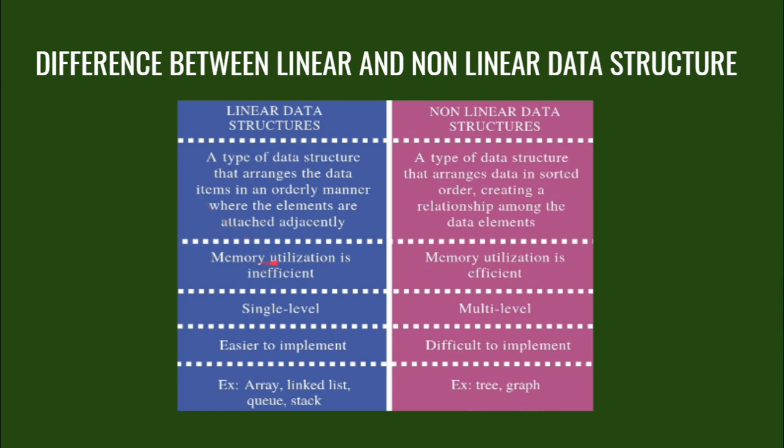Memory utilization is inefficient in linear data structure. In the case of non-linear data structure, the memory utilization is efficient. In linear data structure, we have a single level of storage. Here we have multiple levels of storage. It is easy to implement the linear data structure, but the non-linear is a little bit more difficult. Examples of linear data structures are arrays, linked lists, queues, and stacks. And the examples for non-linear are trees and graphs.